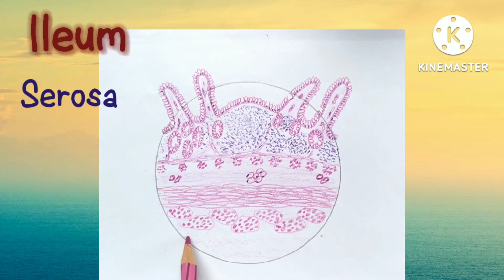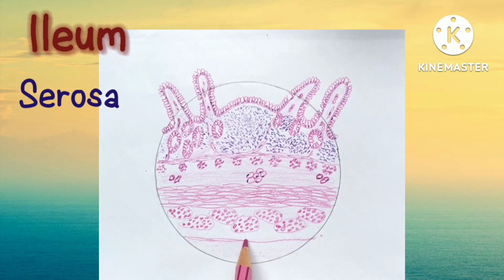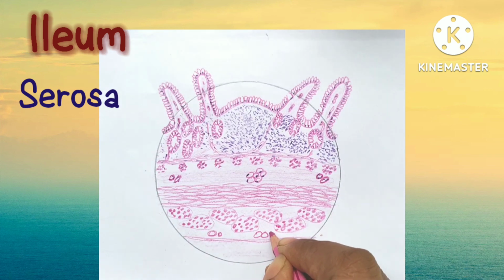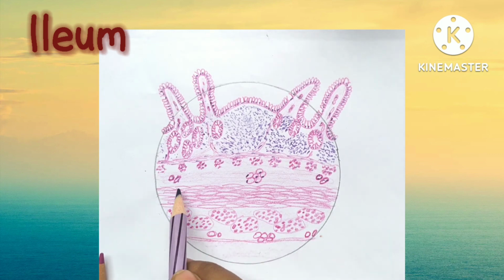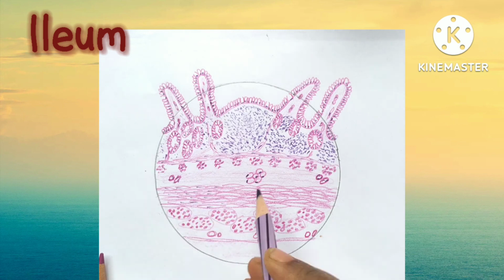So make sure when you are drawing the small intestine diagram, the villi in your record should be comparable. The broad villi in the duodenum, tall slender villi in the jejunum, short slender villi in the ileum. So when you compare the 3 diagrams in your record, you should be able to differentiate the shape of the villi.